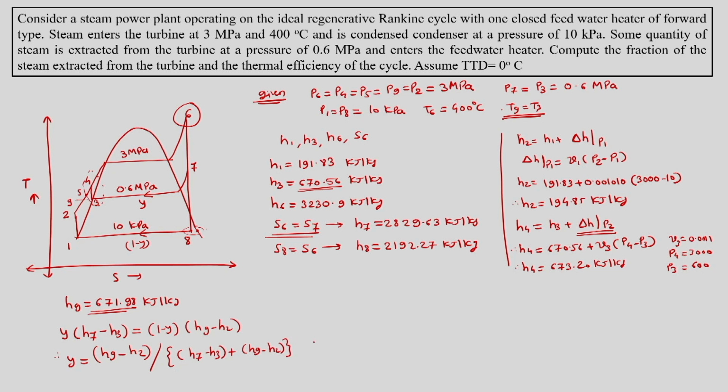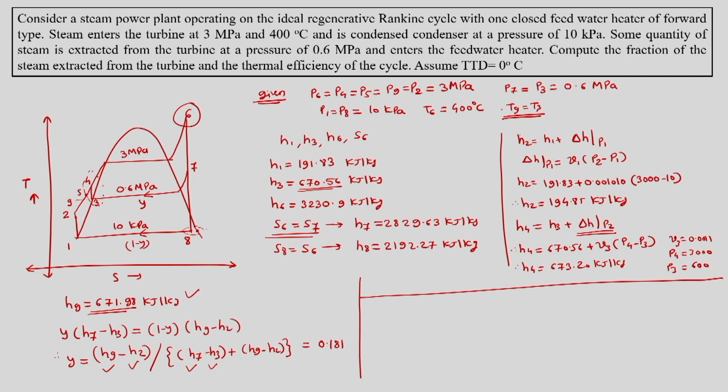Here we know H9 which is mentioned over here, H2 is also known, H7 is found out, and H3 is also known. So, we can find out Y, and Y happens to be 0.181. So, 0.181 fraction of 1 kg of mass is extracted for the closed feed water heating. Knowing this, we can go ahead and do the rest of the calculations.